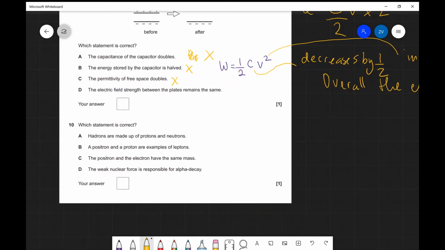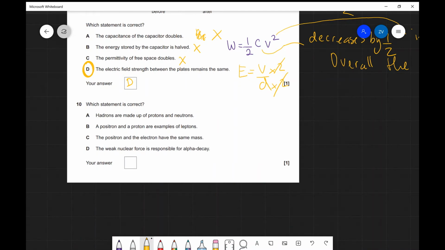D, the electric field strength between the plates remains the same. Well, by the process of elimination, this has got to be correct. Additionally, we can show this by simply using the formula E is equal to V over d. So we know that this will increase by 2, and this here will also increase by 2. So overall, it will remain the same. So the correct statement is D.